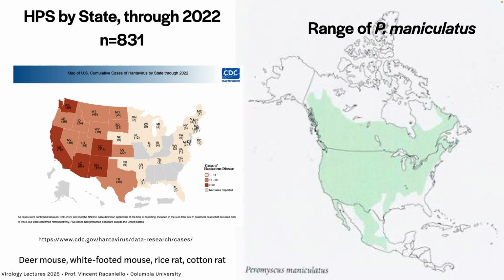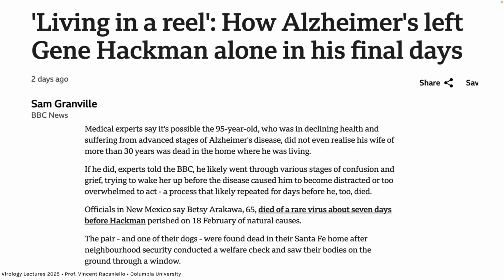Now, this is what happened to Gene Hackman. So he and his wife lived in Santa Fe, which is a place where there is Hantavirus pulmonary syndrome. He had Alzheimer's. He was completely dependent on his wife for health care. She got Hantavirus pulmonary syndrome and died within a couple of days, never sought health care. And so he eventually died, I think, a week later, and they found them both dead, but it all started with an HPS infection. All right, so this is what happened with that. It was a very unfortunate situation.